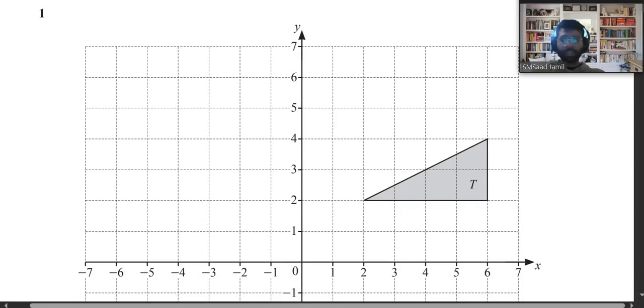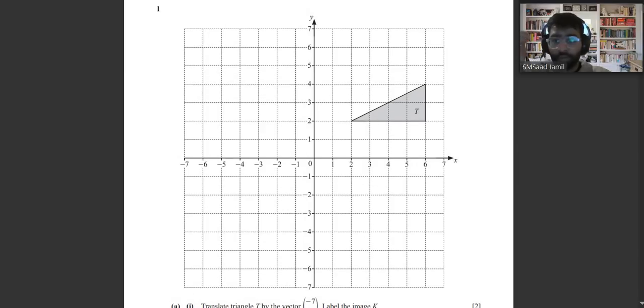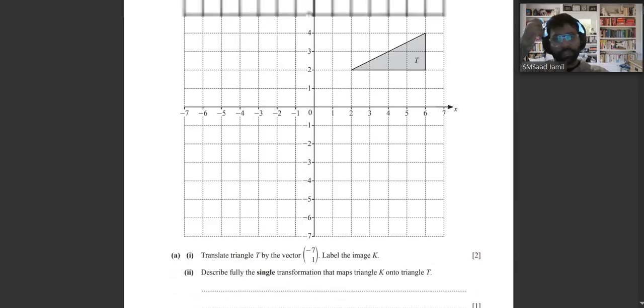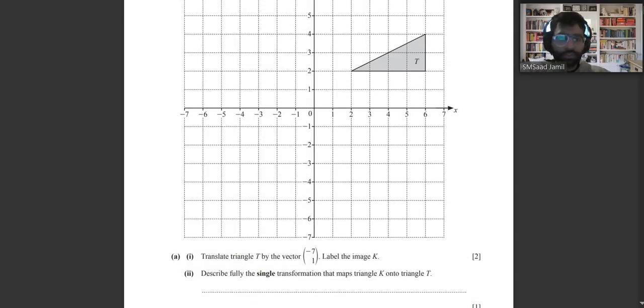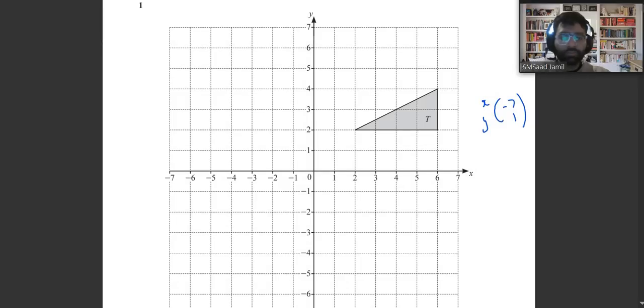The first question says: translate triangle T by the vector (-7, 1) and label the image K. Alright guys, whenever we have a translation vector, it is one of the easiest. The translation vector given here is (-7, 1). What does this actually mean? This is basically the x value and this is the y value. So for each point, let's call them A, B, C.